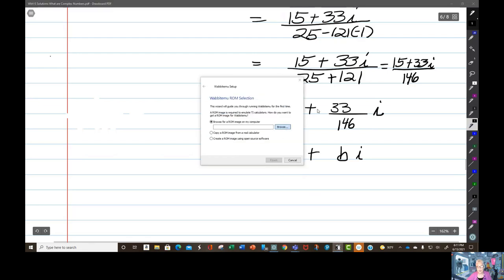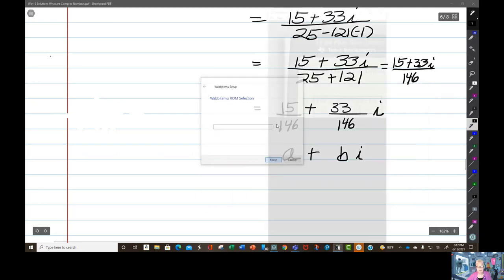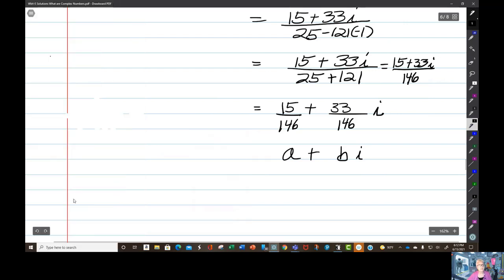But let's make sure that none of those fractions will reduce. 15 divided by 146, math, frac, enter. Nope, that won't reduce. Okay, 33 divided by 146, math, frac, enter. And that won't reduce. Okay, I just thought I should check, just to make sure. This is what we will put in the answer box in my math lab.